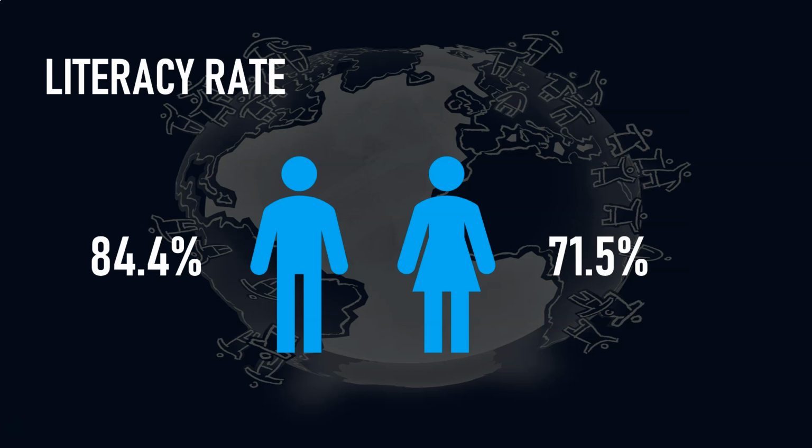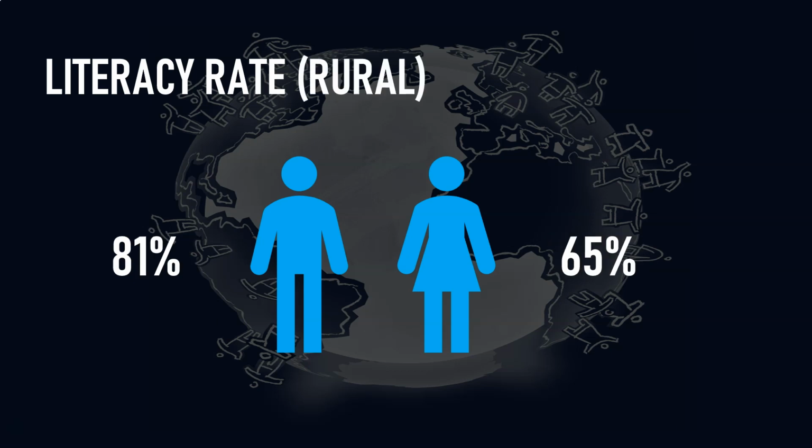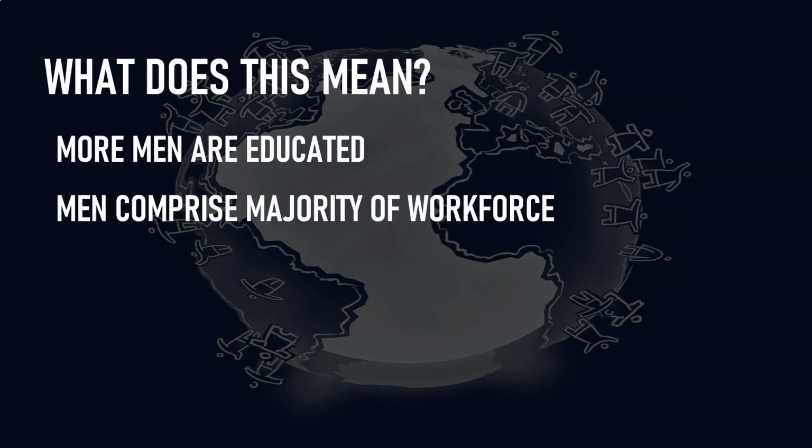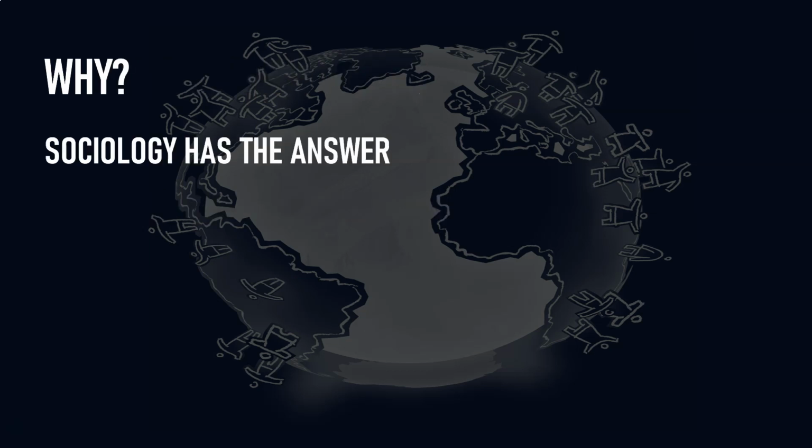Will this vary in rural areas? Definitely. As you can see, the literacy rate in rural areas is slightly lower, 81% for males and 65% among females. What does this mean? This shows that more men are educated and men comprise the majority of the workforce. So, in other words, men are more dominant in India. But why? What's the reason behind this?